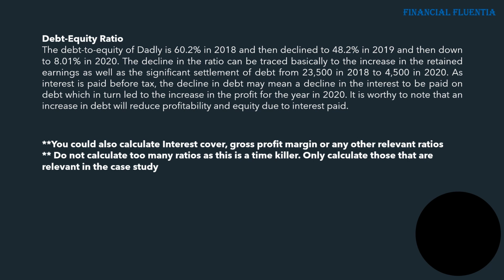Okay, I gave a little note here. I said you could also calculate interest cover, gross profit, or any other relevant ratios. Do not calculate too many ratios. Only calculate the ones that are relevant to the case study. I would recommend calculating 5 ratios or 6 at most. Just pick the ones that are relevant to the case study and drive good insight so that the examiners will be like, wow, this person really knows what he or she is doing.